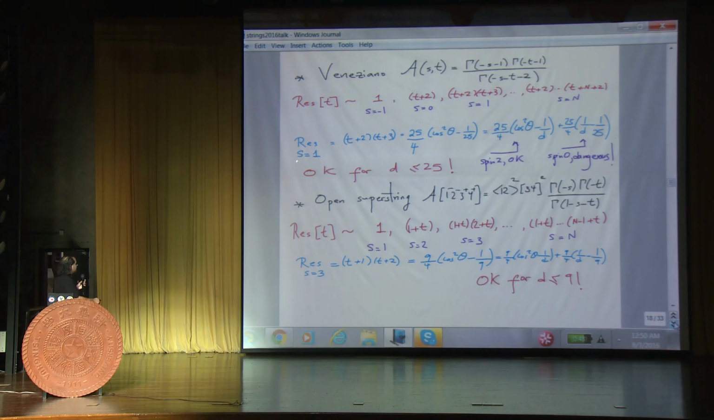The first interesting place is that S equals 1, where you can work out that the residue is 25/4 cos squared theta minus a 25th. Which has a spin 2 piece, which is okay with a positive coefficient, but a spin 0 piece that's dangerous unless the number of spatial dimensions is less than or equal to 25. We can do the same thing for the open superstring.